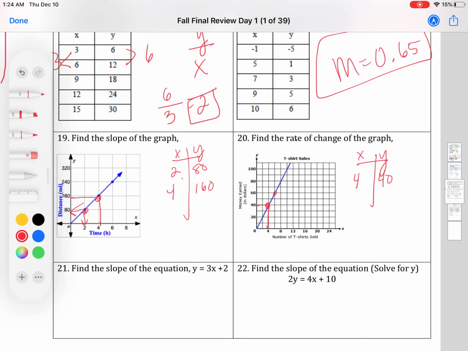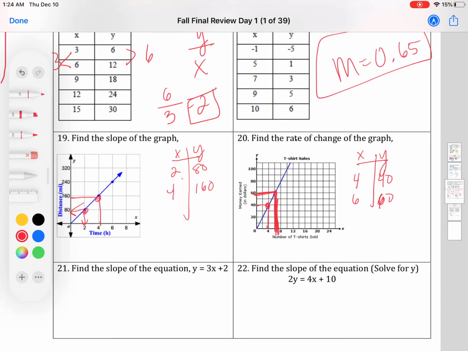4 goes with 40. 6 goes with 16. The number right between the 4 and the 8 is 6, and its y value is 60. You could pick any two, it doesn't matter which ones. So now rate of change, either do it by hand or use the plus sign in your calculator.